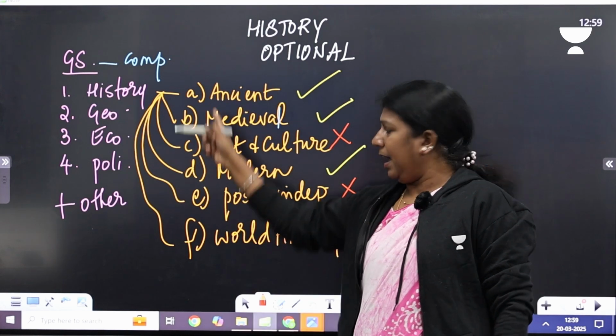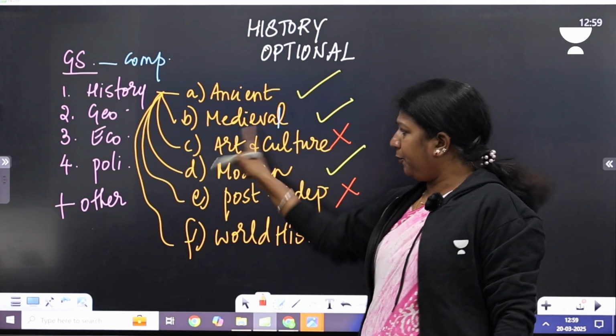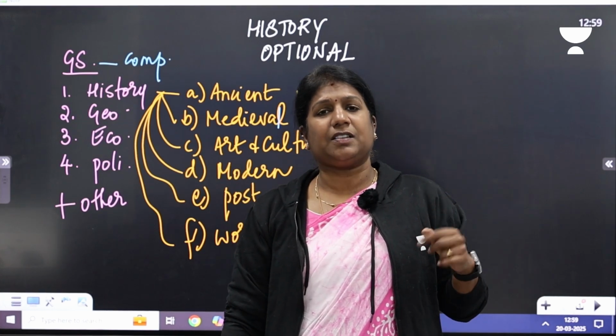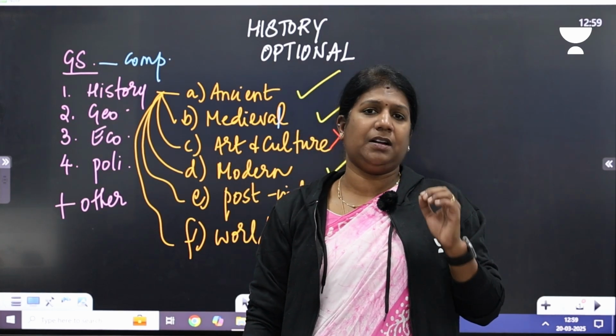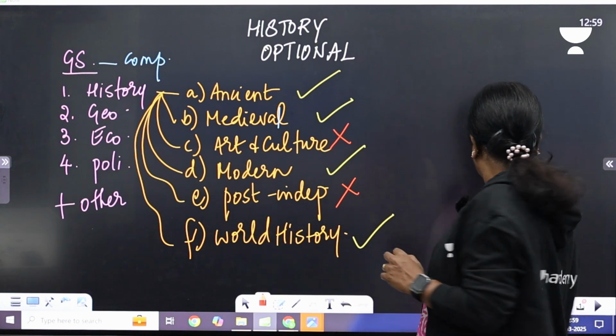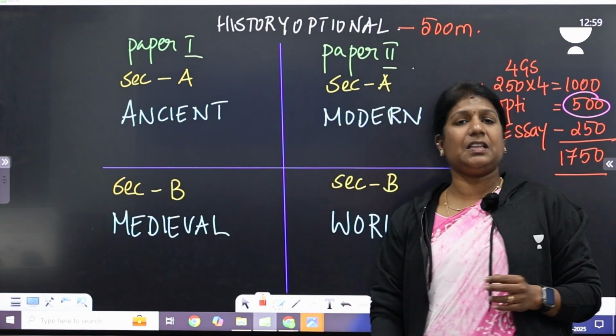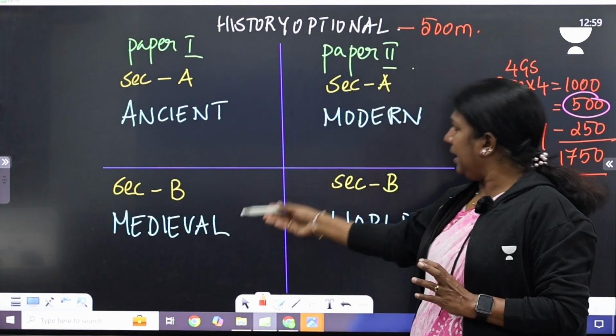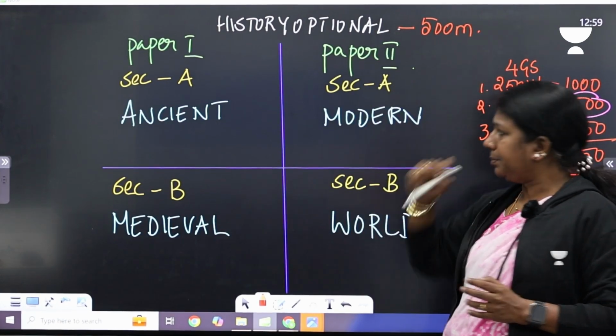So isn't it, as a general studies student, the first fact I would tell you about why history optional is, it's an overlapping subject with general studies. Exactly, it overlaps. So this is what I was trying to tell you. So this is the syllabus of history optional. So ancient India, medieval, modern and world.